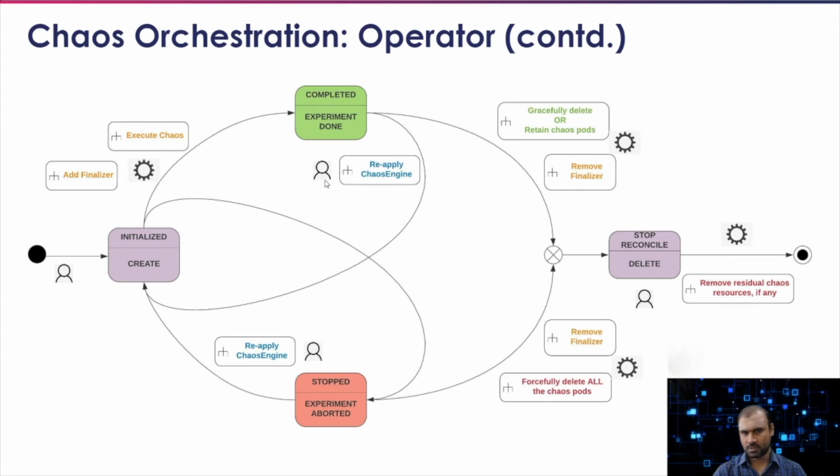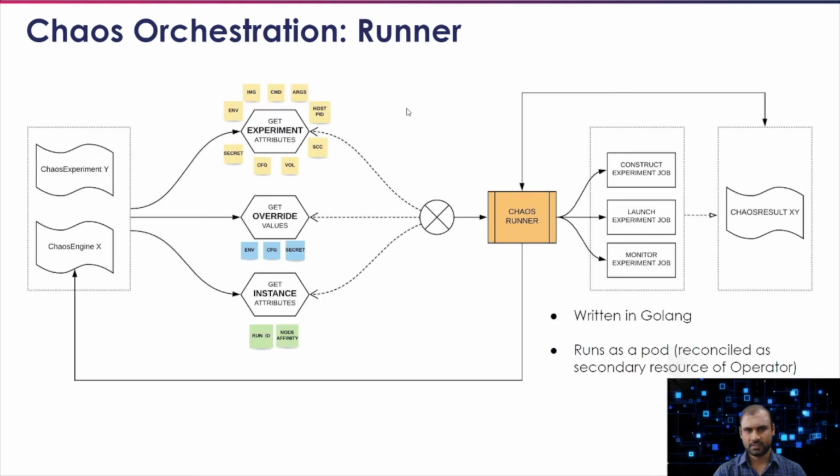Okay, so this is about the chaos operator, and we also took a look at the different modes in which it operates. Now we have a better idea of what it does as part of its execution. Let's go to the next component under the chaos orchestration category, that is the chaos runner.